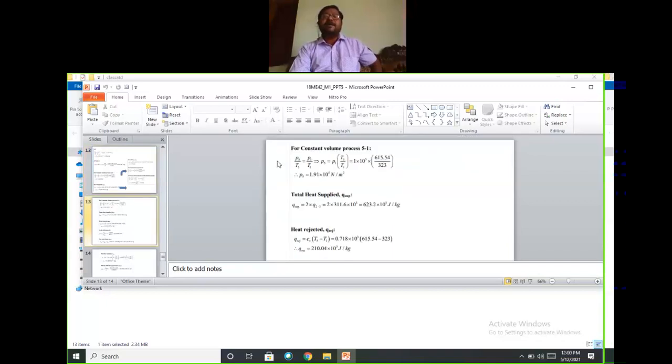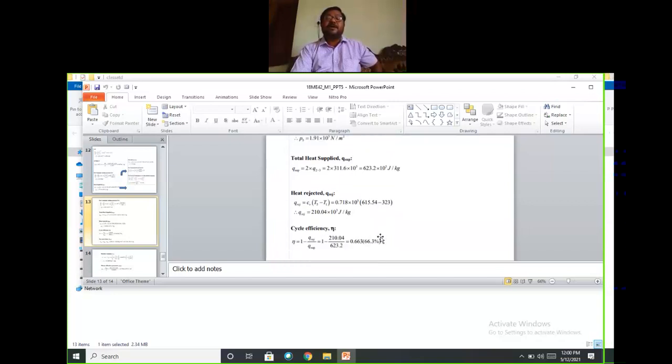Kelvin. Constant volume process 5 to 1: P5 by T5 is P1 by T1. P5 is equal to 1.91 into 10 to the power of 5 Newton per meter square. Total heat supply is Q supply, 2 into Q2 to 3. 2 into 316, you will get 623.2 into 10 to the power of 3 joule per kg. Heat rejection, Q rejection, is CV into T5 minus T1. You substitute this and get 210.04 into 10 to the power of 3 joule per kg.